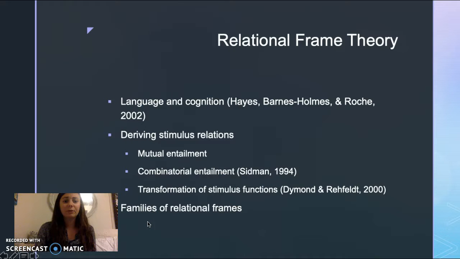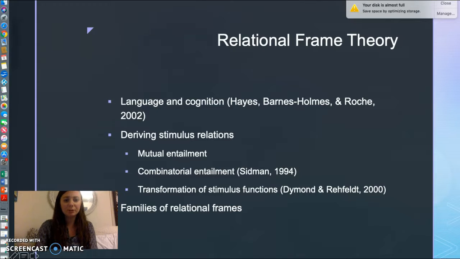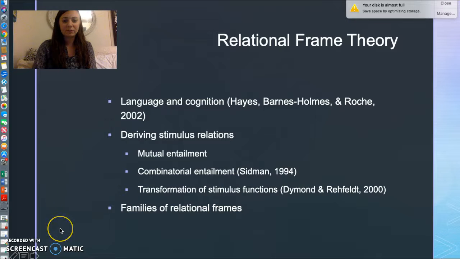So relational frame theory, also known as RFT, is a psychological conceptualization of how human language and cognition is developed. RFT accounts for this development through treating language as a verbal behavior that is established through deriving stimulus relations. Hayes describes deriving stimulus relations as learned operant behavior that does not solely rely upon physical properties of the stimulus from between 2 or more stimuli that have not received direct training. So deriving stimulus relations is obtained through mutual entailment, combinatorial entailment, and transformation of stimulus function.